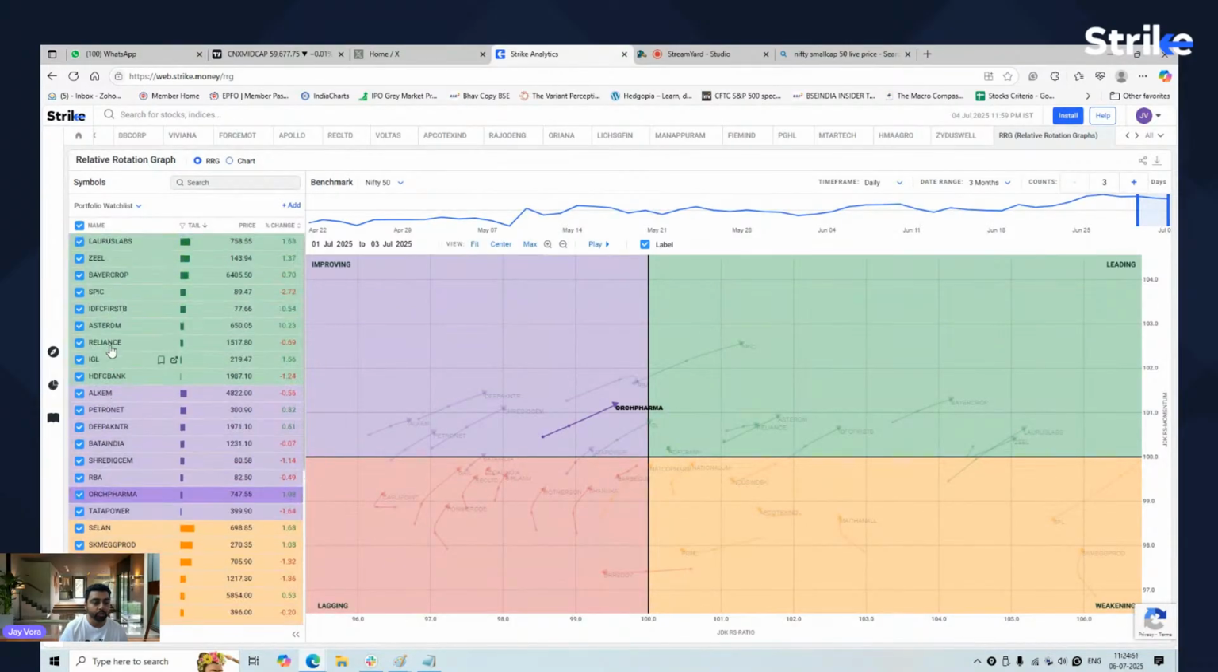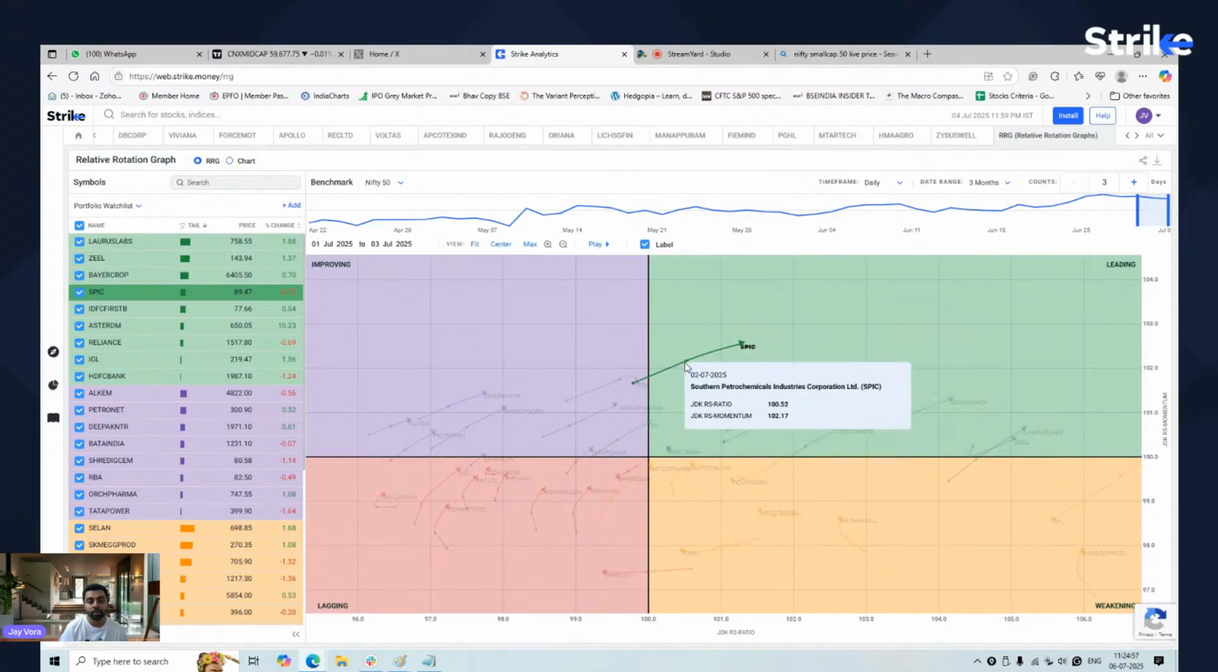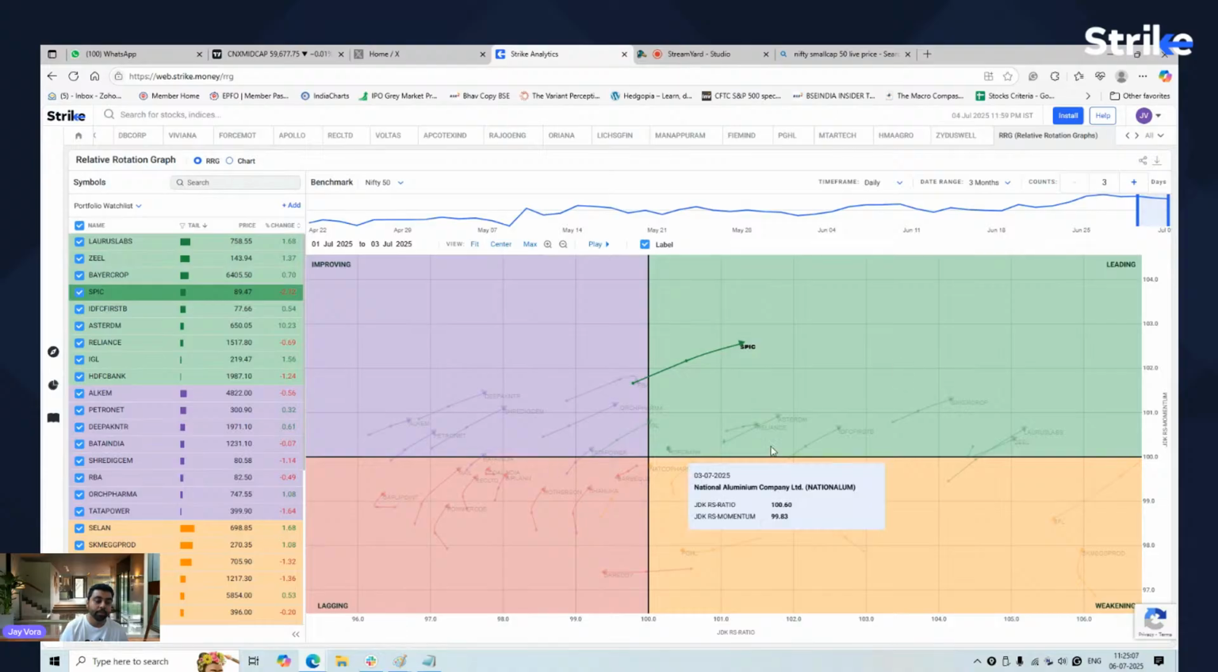Spic also, which we spoke about, you can see that it is also rising higher. Its momentum is also rising higher. Its RS is also rising higher, and in weekly it is turning around. So this might end up being a good setup.